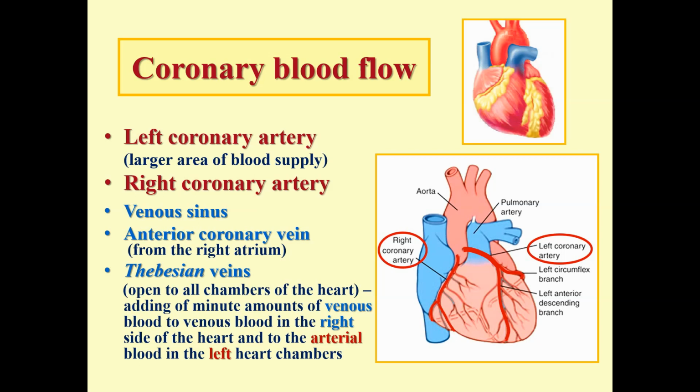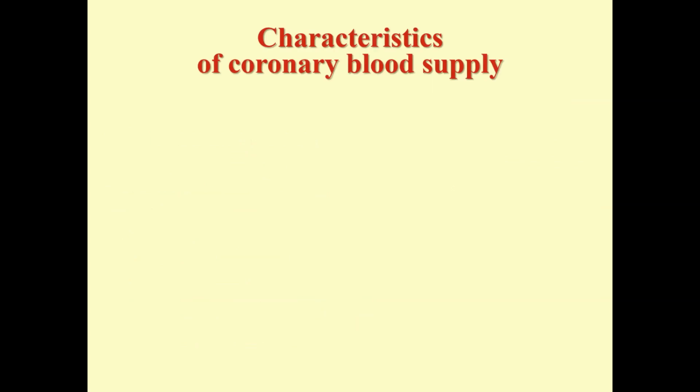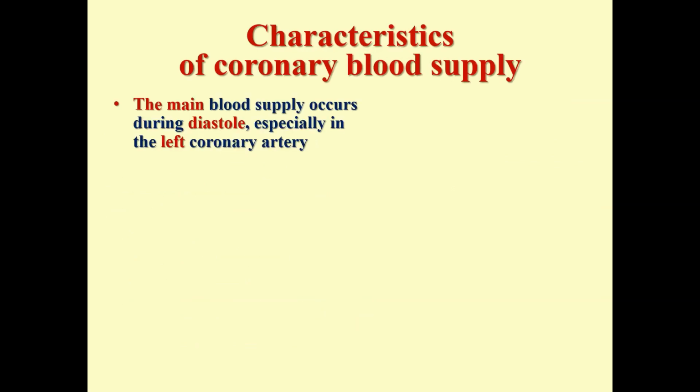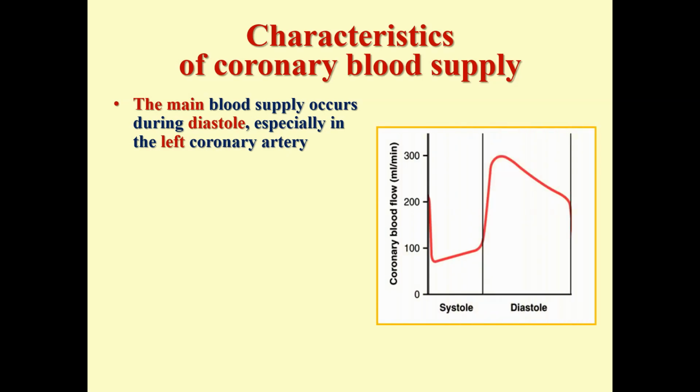And this is one of the reasons. Main characteristics of the coronary blood supply. It's very important, the coronary blood supply for the heart functioning. First, it's important to remember that main blood supply occurs during diastole, especially in the left coronary artery, which can be compressed greatly by the very powerful muscle of the left ventricle.